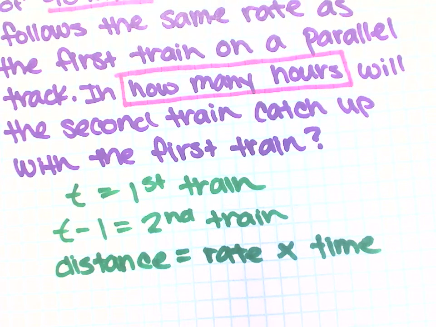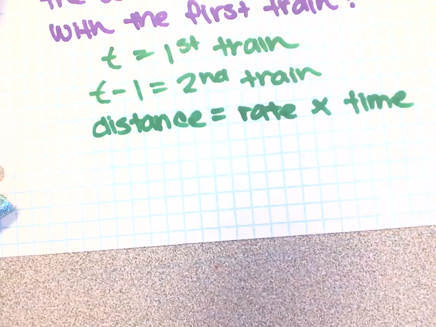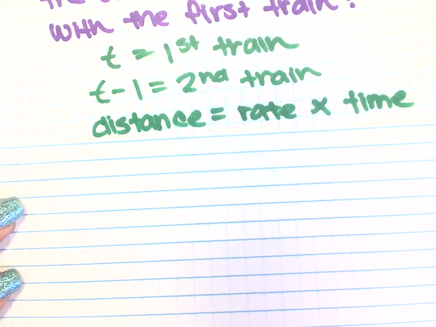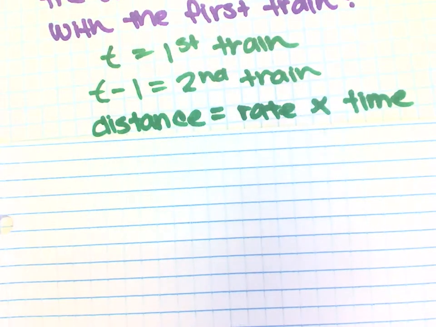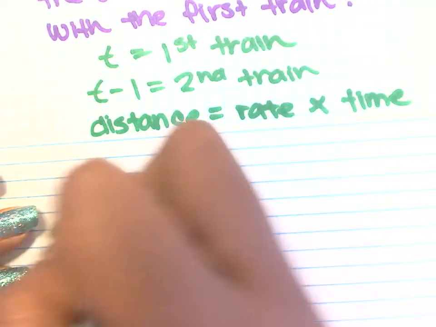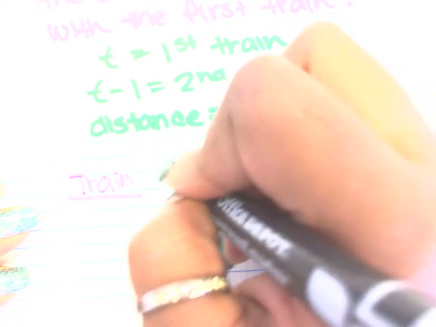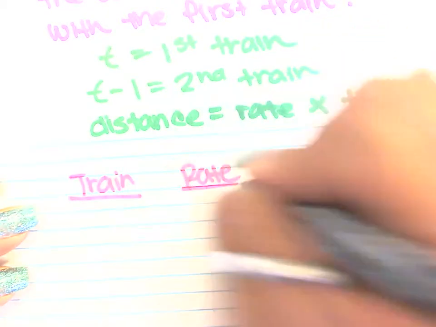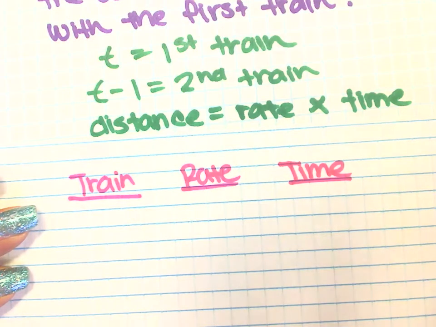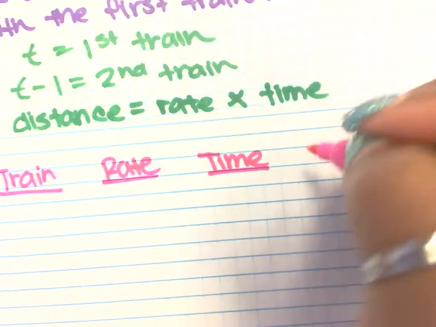So in these type of problems, to organize your information, you're going to kind of want to make a table. Okay, so I'll show you. So for this type of problem, I'm going to want to make a table. So I'm going to label over here train. I'm going to label rate, how fast it goes, time, and distance.